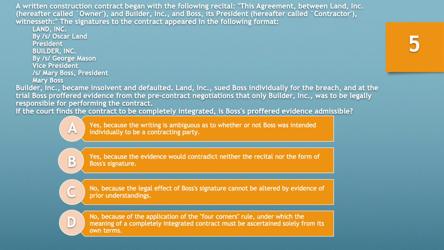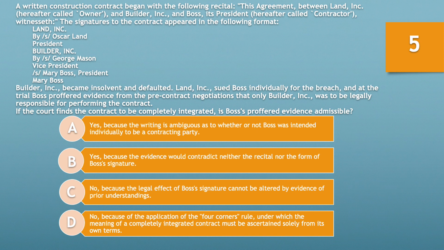Question number 5. A written construction contract began with the following recital. This agreement between Land Inc., hereinafter called owner, and Builder Inc., and Boss, its president, hereafter called contractor, witnesseth. The signatures to the contract appeared in the following format. Land Inc. by Oscar Land, President. Builder Inc. by George Mason, Vice President. Mary Boss, President. Mary Boss.